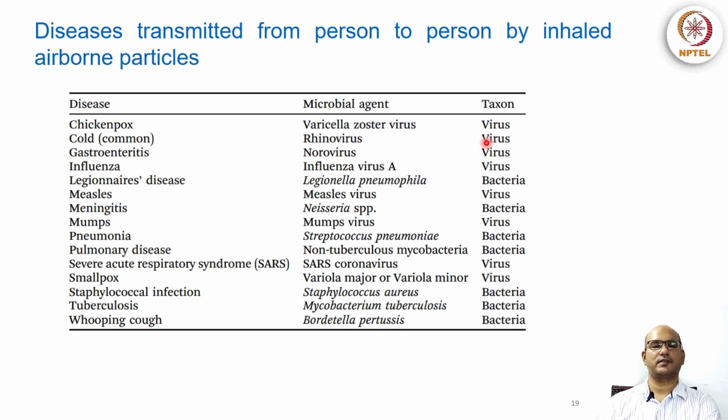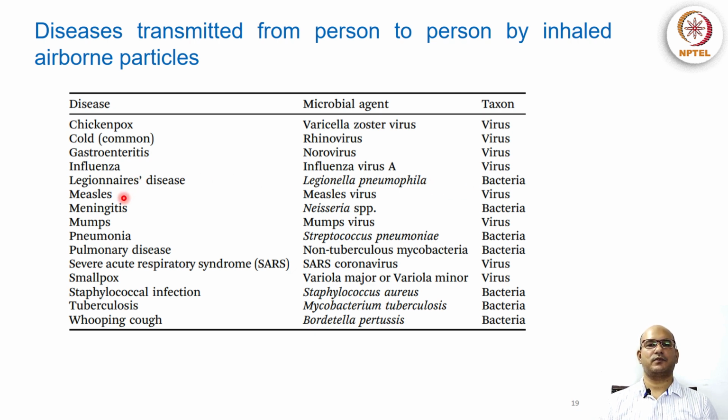So taxon is virus. Then we can have the gastroenteritis diseases caused by the norovirus. So again it's a virus. Then we have influenza, which is caused by the microbial agent, or the agent for transmission is the influenza virus A. So again the agent is a virus. Then we have Legionnaires disease transmitted by the agent Legionella pneumophila, and this is a bacteria.